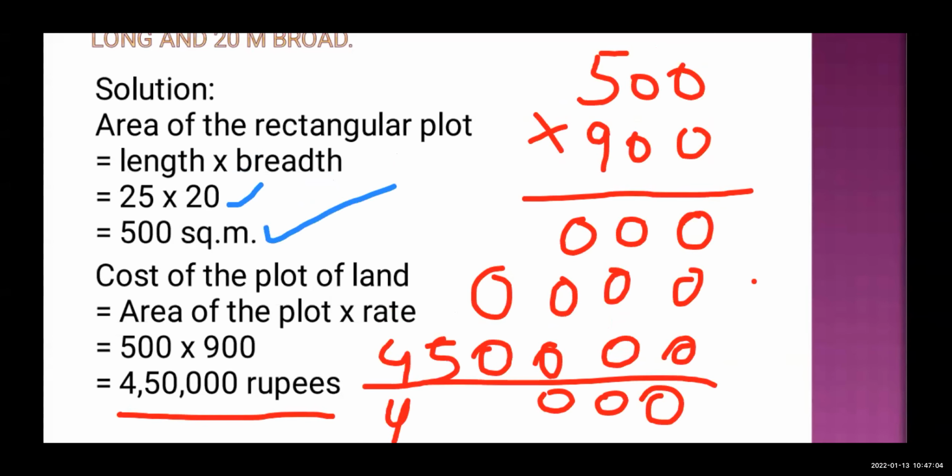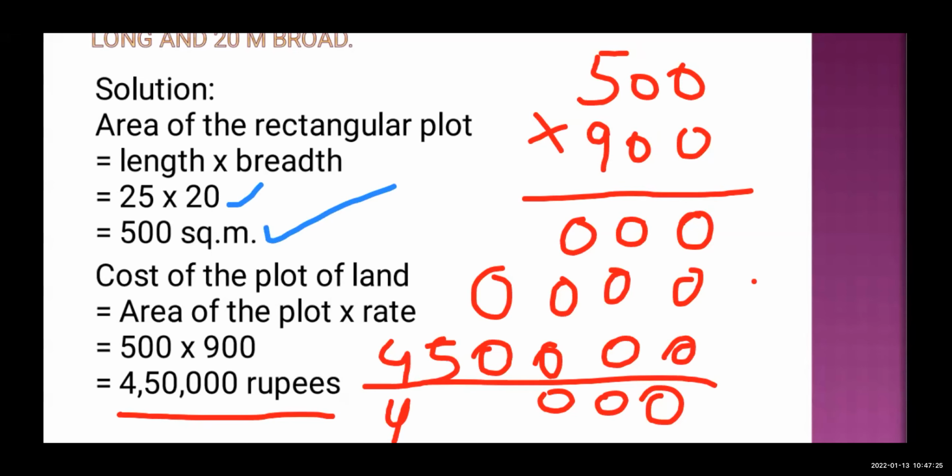How much do they have? Length was 25 and breadth was 20. So we have used a formula first, that is area of a rectangular plot, length into breadth. Multiply किया, we got answer that is 500. Now 500 क्या मिला हमको? We got 500 square meter.